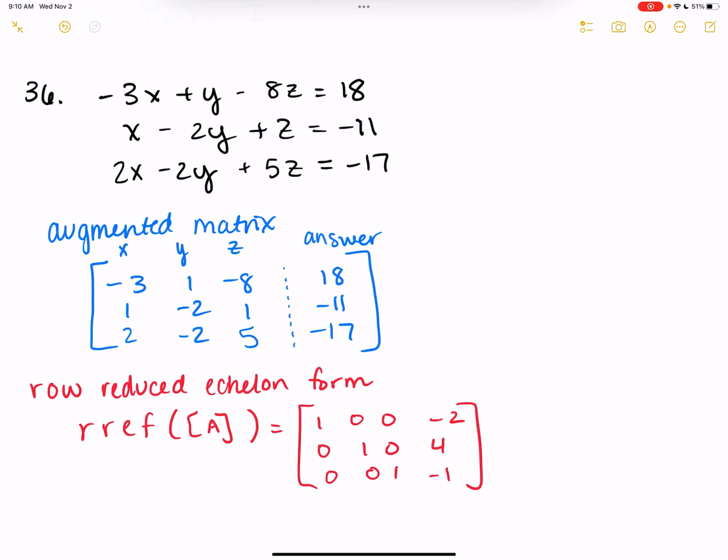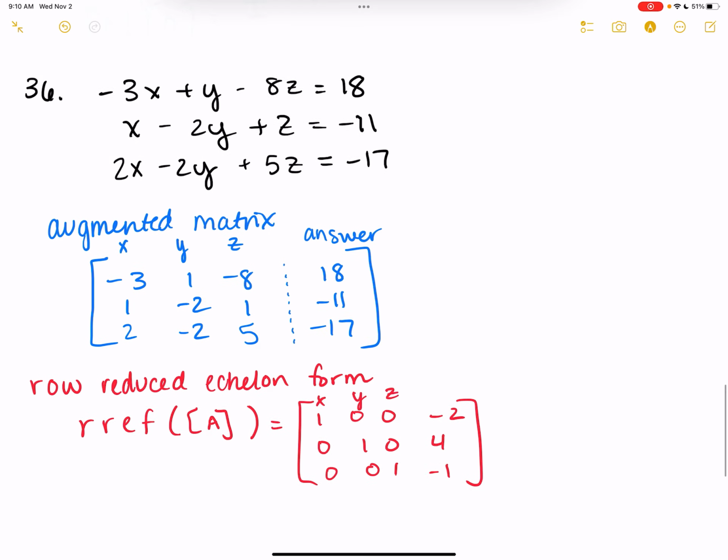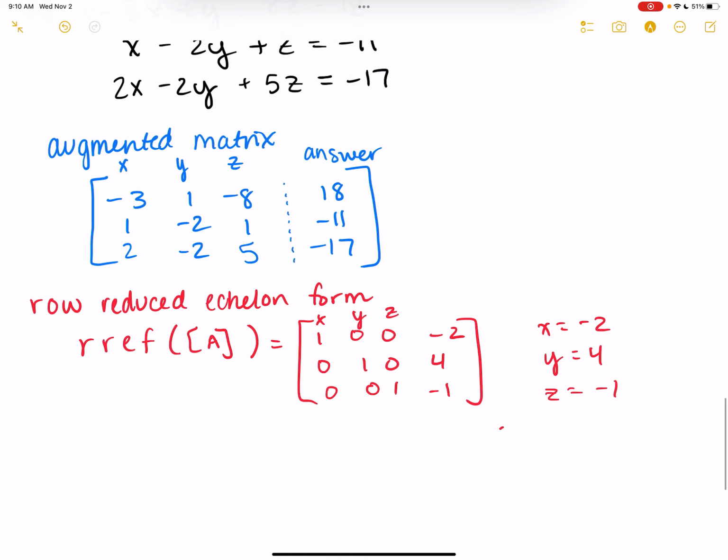Okay, this is telling you that x, because remember this was my x column, y and z, x is equal to negative 2. Y is equal to 4. And z is equal to negative 1. So my ordered triple that solves this is negative 2, 4, negative 1.